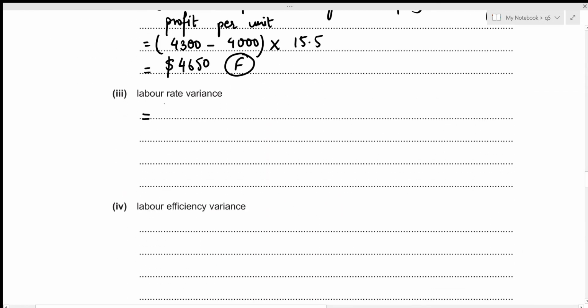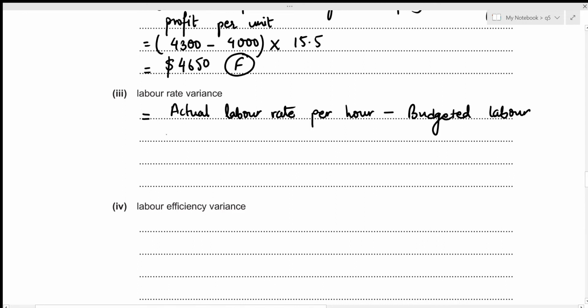Let's write down the formula. So that's going to be actual labor rate per hour minus the budgeted labor rate per hour, and then we just have to multiply it with the actual total labor hours. So that's actual labor hours.